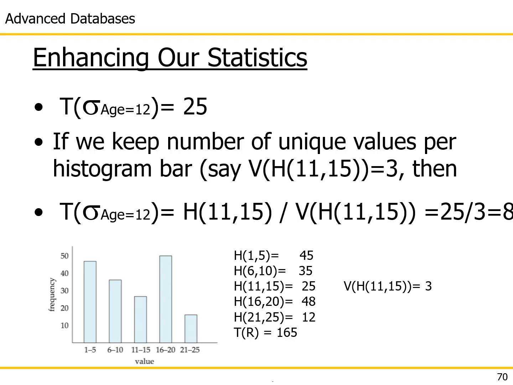If you get select star from table where age equal to 12, you figure out the histogram bar that has the number you're looking for, which is going to be between 11 and 15, and you're told there are 25 values between 11 and 15, and since you're querying for 12, that would be your answer as an estimate. So the estimate of this query is going to be 25 rows.